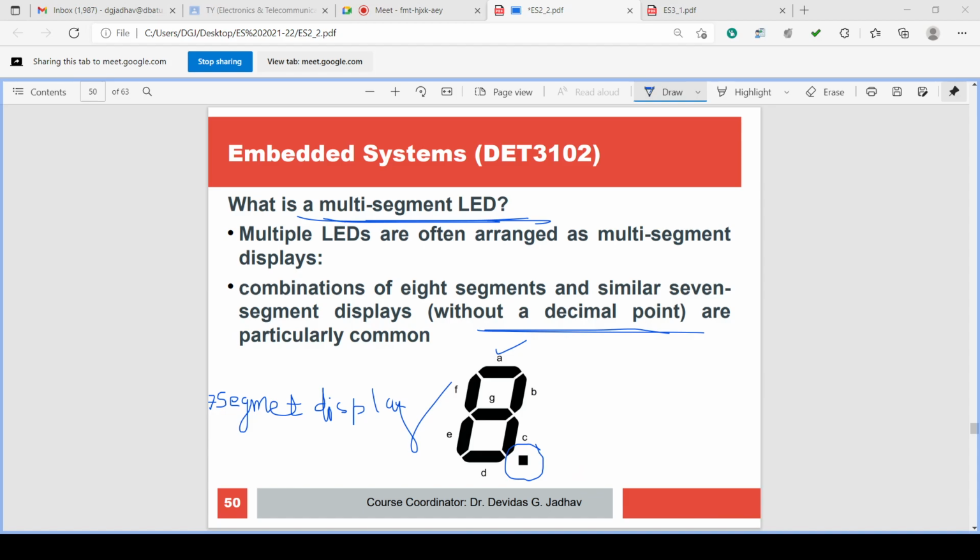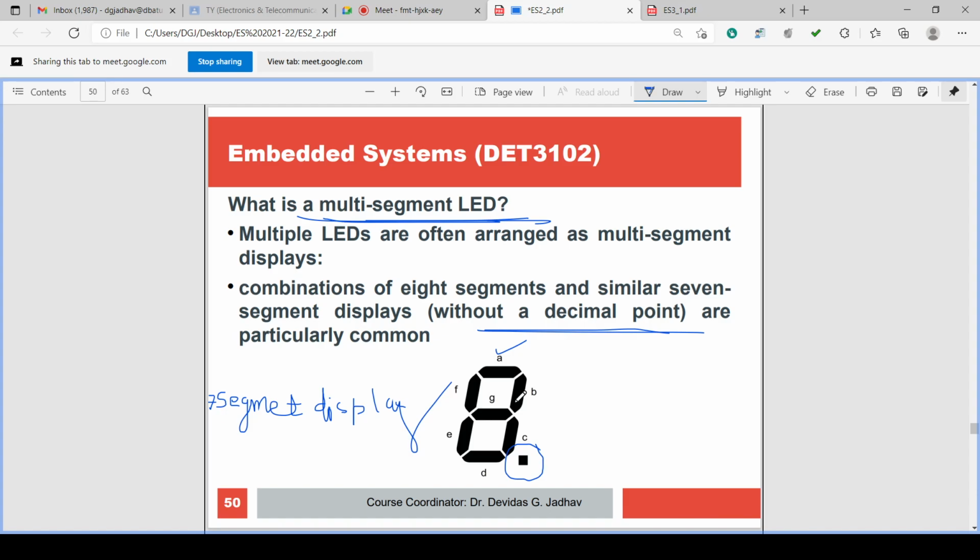In this way, the 7-segment display can be used to display numbers. Similarly, letters also can be displayed. Suppose A is to be displayed: F, E, A, B, C and G. This will become A. Similarly, small b: this vertical line and the lines C, D, E, F, G. Then for d: B, C, D, E and G. This is small d.